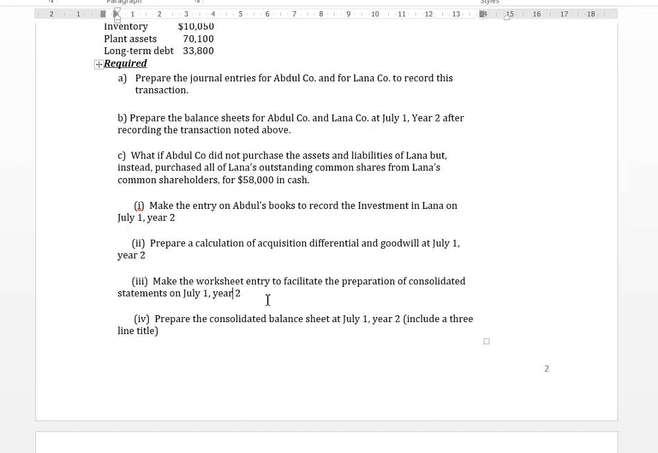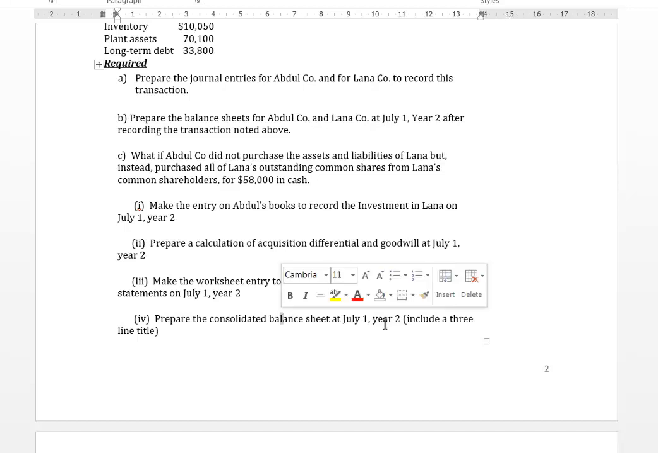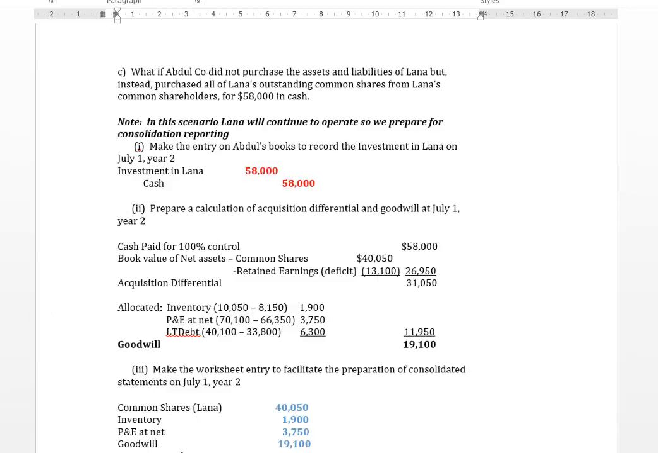We're also going to make the worksheet entry in the consolidated books to facilitate the preparation of the consolidated balance sheet. That's the only statement we'll look at, July 1st, year 2, and we will do that consolidated balance sheet at the date they became related. So now let's begin by looking at the solution.